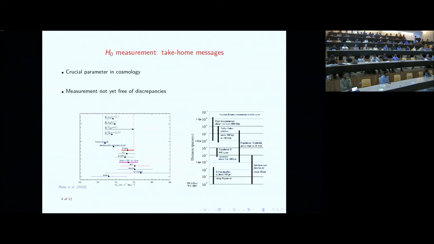The take-home message from this is that H0, in spite of being a crucial parameter in cosmology, its measurement is not yet free of discrepancies. On the bottom left panel of my slide 4, we again see a number of other slightly earlier measurements, and many of them do not seem to fully overlap. So the essential message is H0 needs to be measured better, H0 needs to be measured independently.